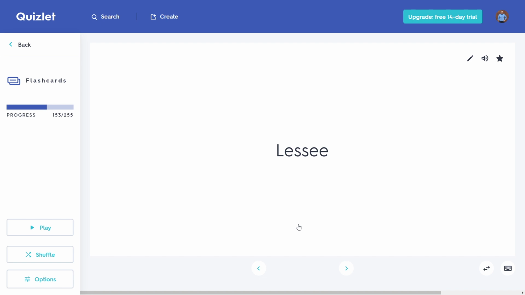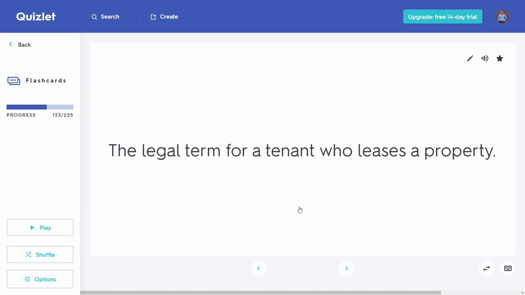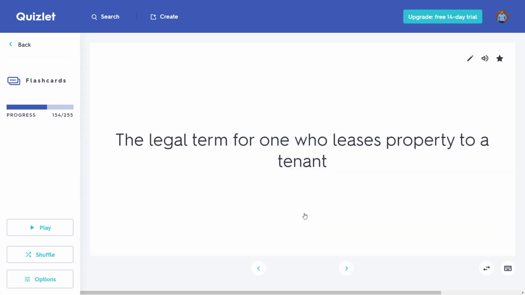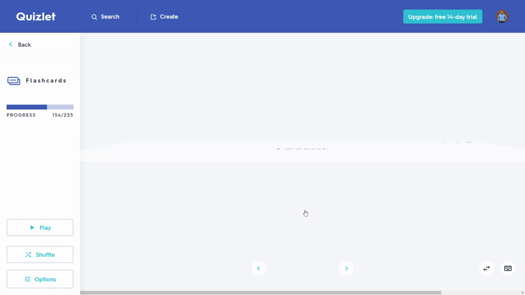All right. So, do you guys know what the difference is? Hopefully. A leasee is a term for a tenant who leases a property, while the leaseor is the one who leases property to a tenant, or like the landlord, basically. So that's the key difference between the two, but both terms are super important to know.